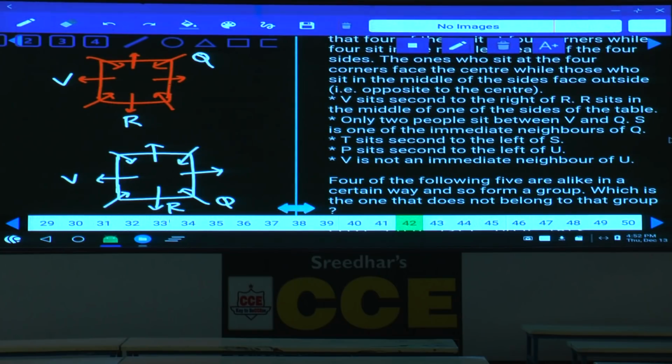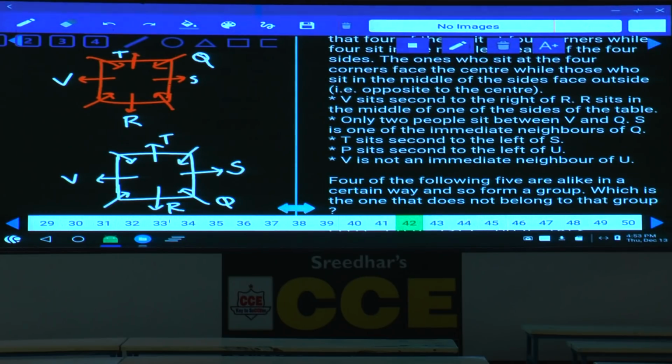S is one of the immediate neighbors of Q. As S is one of the immediate neighbors of Q, S can be either here or here. There are two possibilities for S. T sits second to the left of S. As T is seated second to the left of S, in this case T is at this place. S here is not possible, because if S is here, T and V must be in the same place, isn't it? T sits second to the left of S, S is here, then T must be at this place.